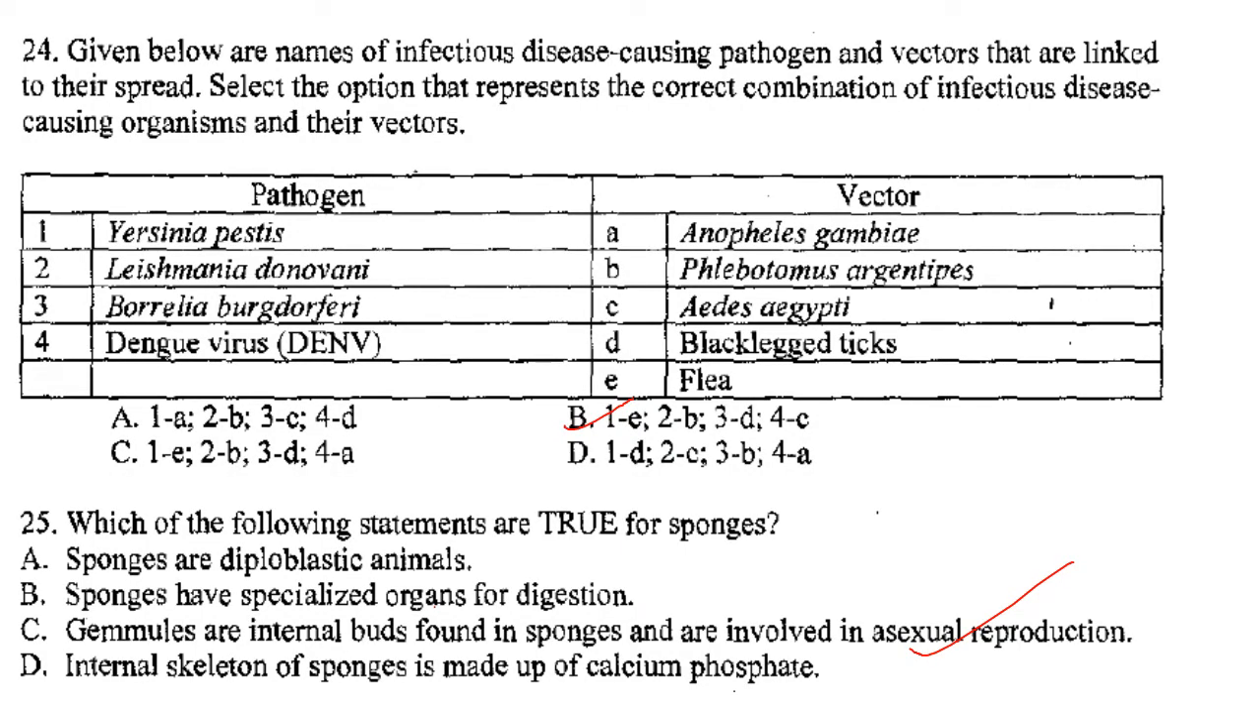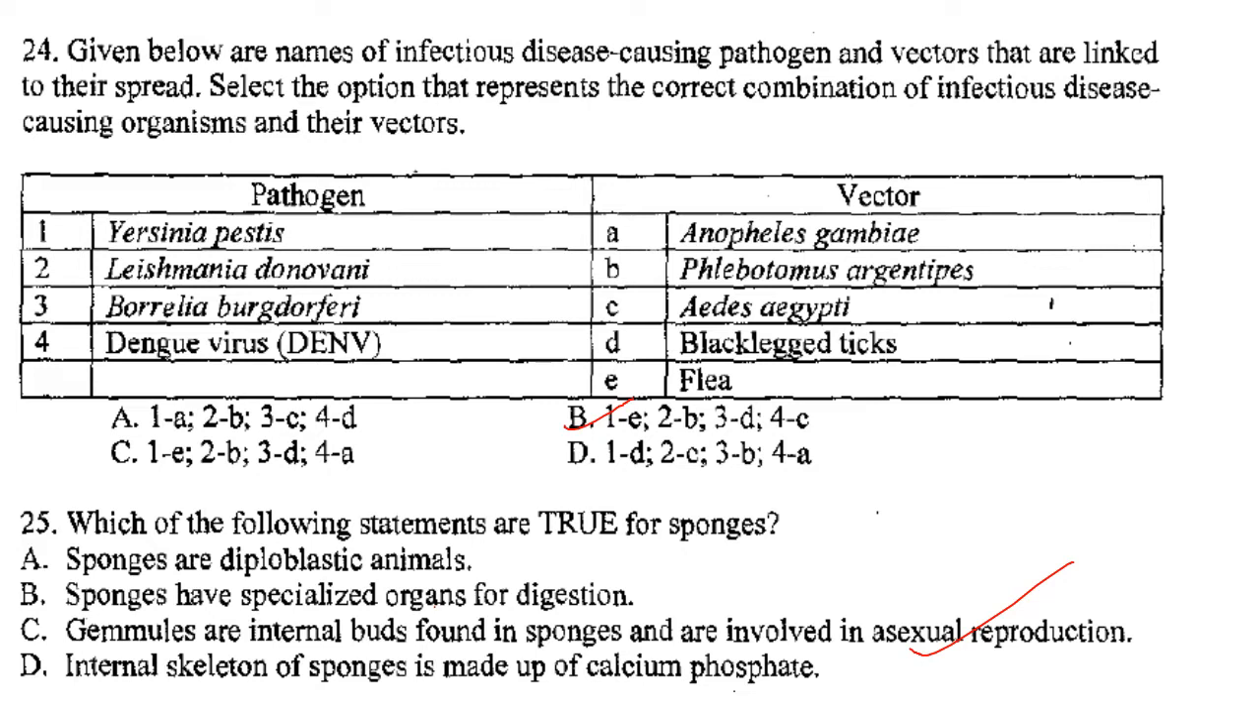Then given below are the names of infectious disease causing pathogens and vectors that are linked to the spread. Select the option that represents the correct combination of infectious disease causing organism and their vectors. So Yersinia pestis, it is flea. 1E. Leishmania donovani, Phlebotomus argentipes. 2B. Borrelia burgdorferi, it is black-legged ticks, and dengue fever, it is Anopheles gambiae.